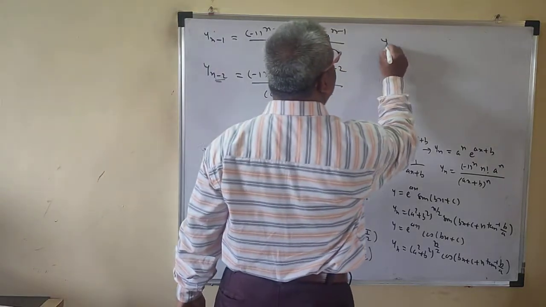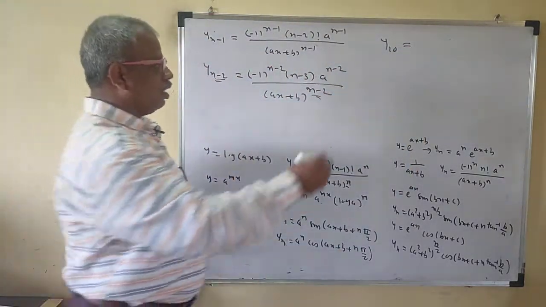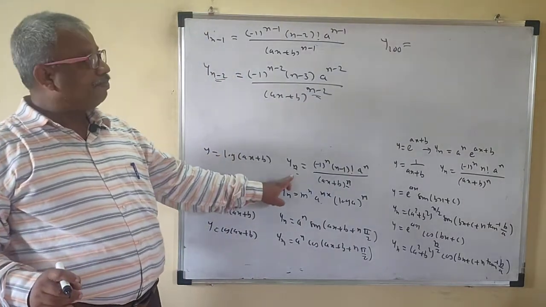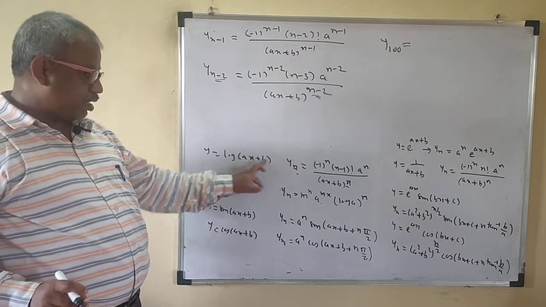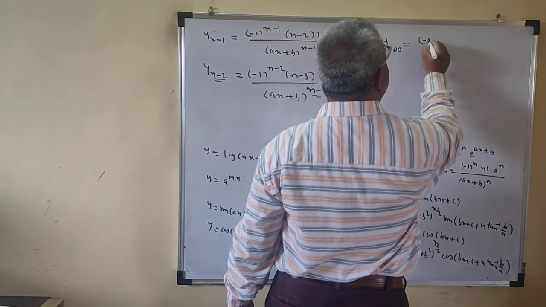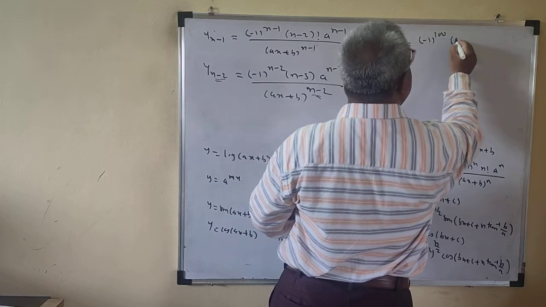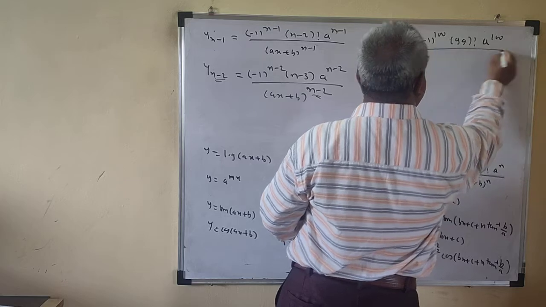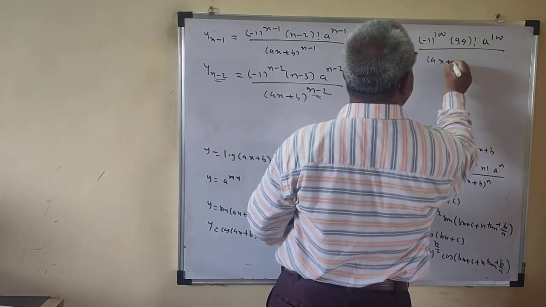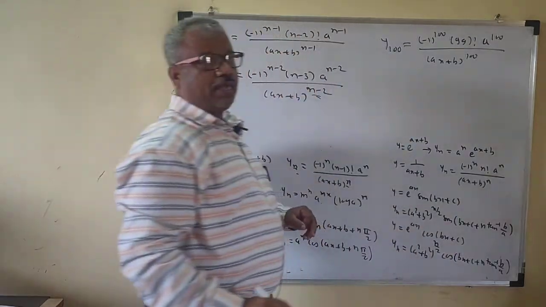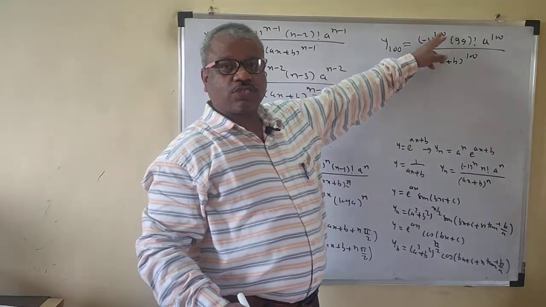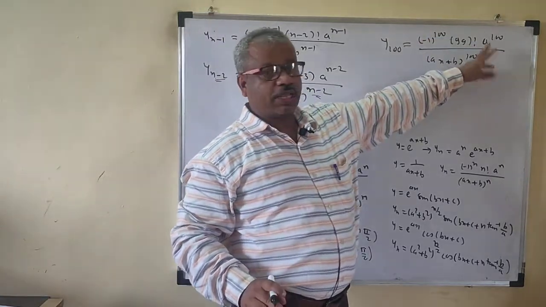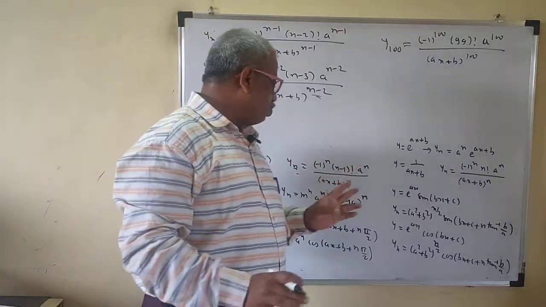Suppose you want y_100, that means you want the 100th derivative of this one. So this is your formula, where y is equal to log of (ax+b). Just replace: (-1) raised to 100, 99 factorial, a raised to 100 upon (ax+b) raised to 100. The minus will not be there, because minus 1 to an even power is always 1. So in an option there may be 99 factorial a raised to 100 upon something like this. So the value may be given.